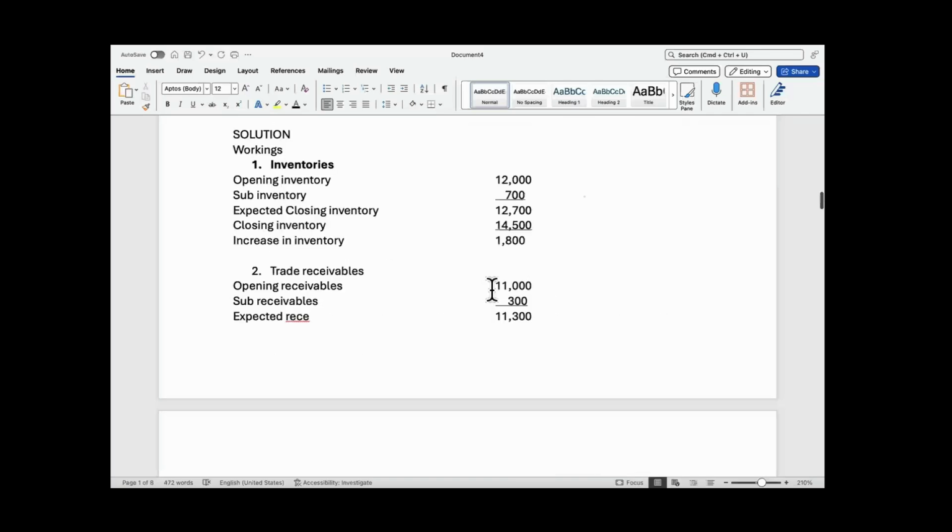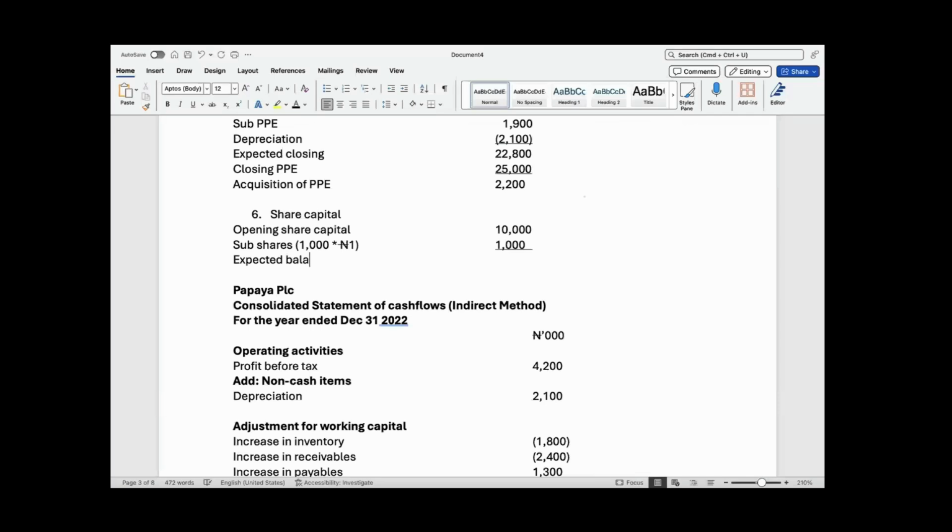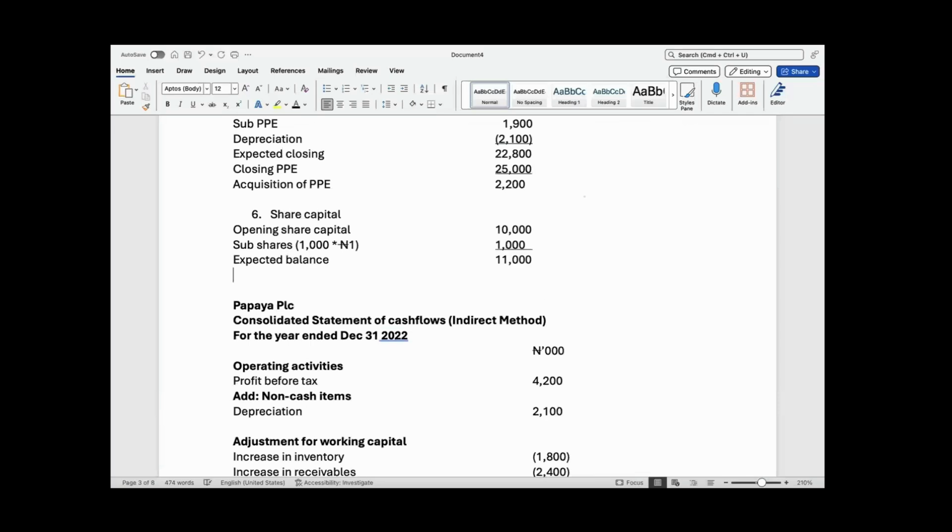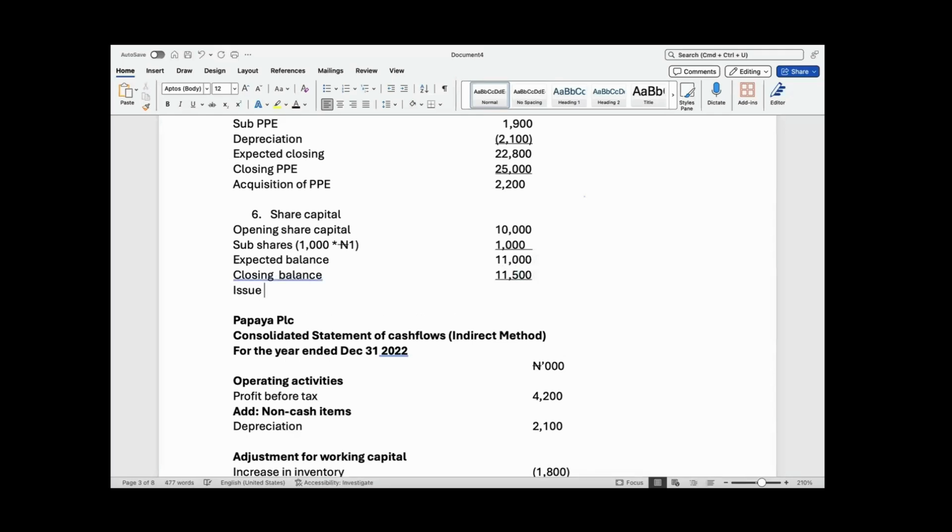So the expected balance is how much? 11,000. So how much was the closing balance? Actual closing 11,500. So there's an issue of shares of how much? 500 naira.